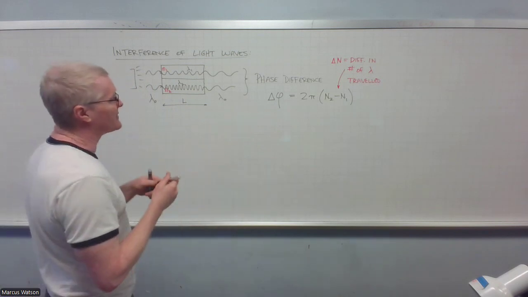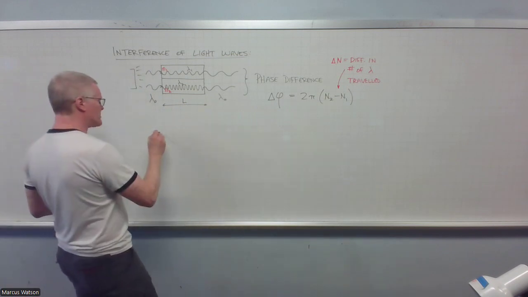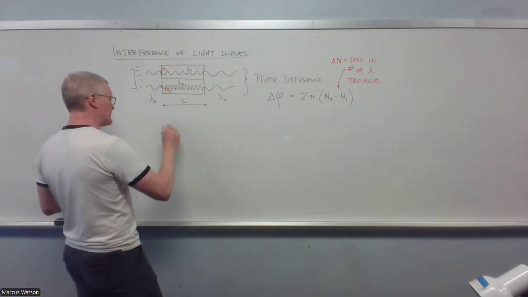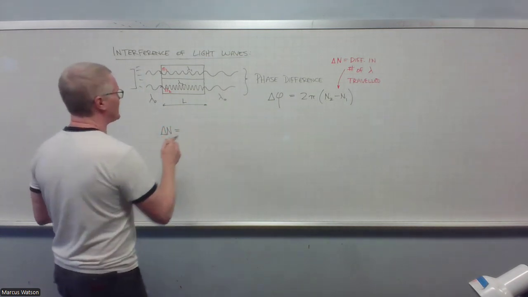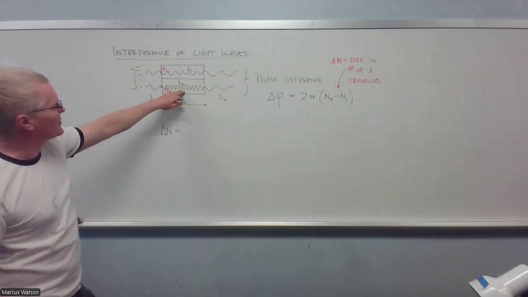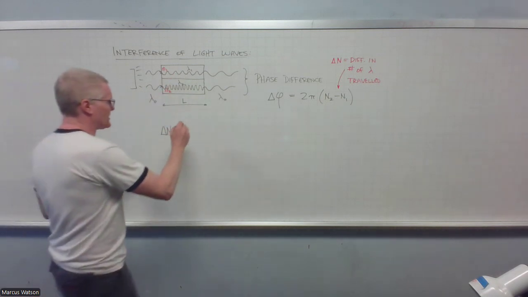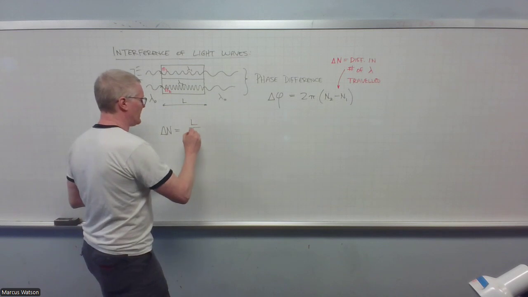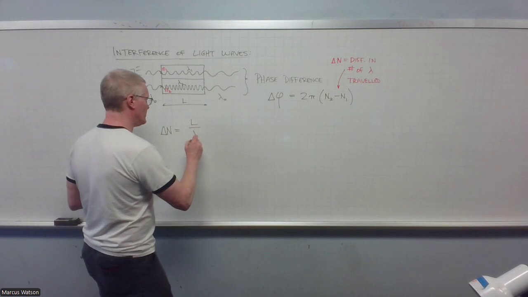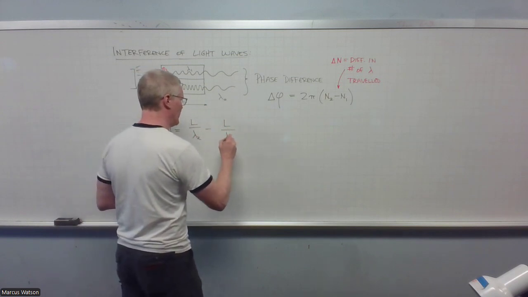So let's calculate the difference in the number of wavelengths traveled here. What I'm going to do is try to calculate what is delta n. So delta n here is going to be, well, you're going to look at the number of wavelengths here and the number of wavelengths here. So this is essentially L divided by lambda 2, because that's got more, minus L over lambda 1, right?